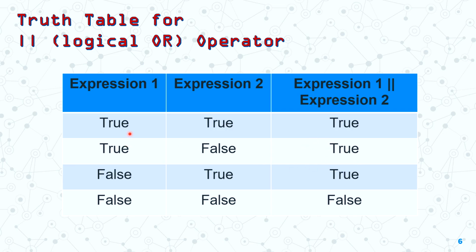If expression 1 is true and expression 2 is true, the result is true. If expression 1 is true and expression 2 is false, the result is true. If the first is false but the second is true, it is still true. The only way an OR statement evaluates to false is if both expression 1 and expression 2 are false.